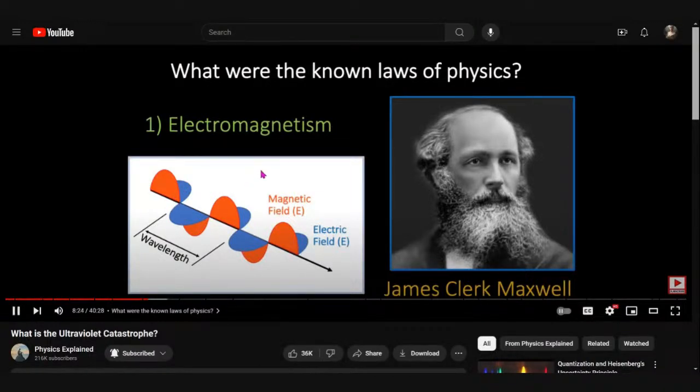Clerk Maxwell. According to Maxwell, light consists of a self-propagating... Magnetic field is E. Electric field is also E. Why are they both E? Usually magnetic is B, and the magnetic is usually right to left, and the electric is up and down. The electric should be E, and the magnetic should be B. That's usually the way it is. Anyway, an electromagnetic wave that travels at the speed of light through a vacuum.